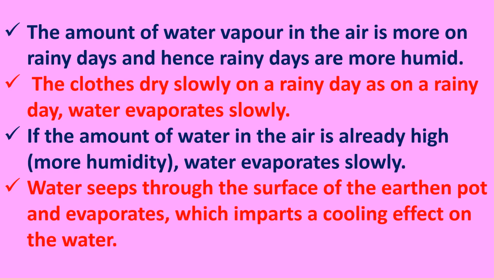Why? Because the water evaporates slowly. जो भी clothes के अंदर जो पानी है वो बहुत slowly evaporate होगा. क्यों? क्योंकि बाहर का climate already humid है, आसपास humidity है, moisture है, इसी वजह से clothes बहुत ही slowly dry होंगे on a rainy day. If the amount of water in the air is already high, more humidity, water evaporates slowly.